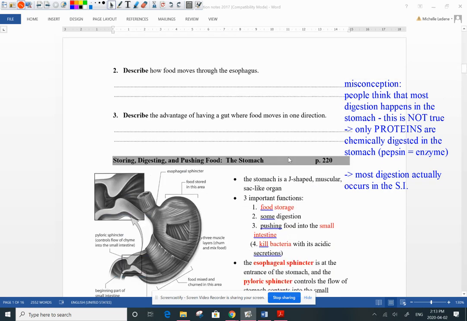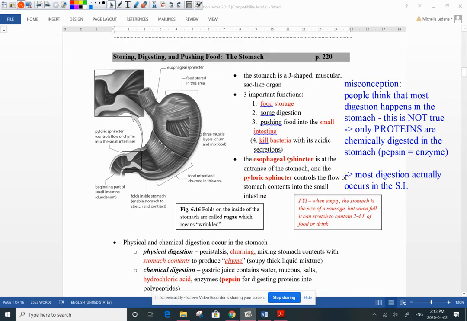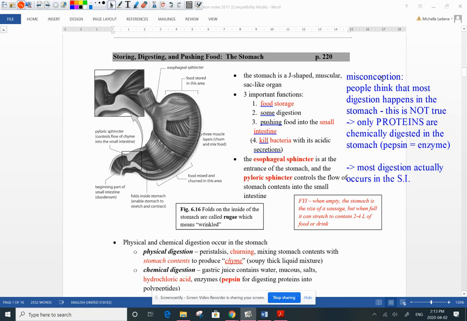Okay, so we're moving on down now into the stomach. And there's a major misconception about the stomach. A lot of people think most digestion happens in the stomach. That is not true. In fact, the only macromolecule, the only major nutrient that gets digested in the stomach is proteins. So the enzyme called pepsin is the one that breaks down proteins into smaller bits of proteins, which we call peptides or polypeptides. So most digestion actually occurs in the small intestine, not the stomach.